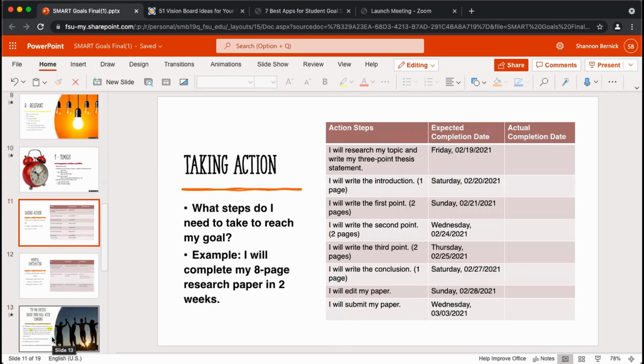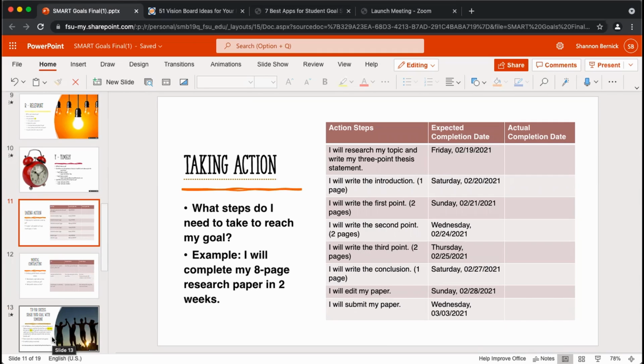Once we've established our goal, and it is specific, it's measurable, it's achievable, it's relevant and realistic, and it's also timely, we're going to next start taking action. And by taking action, we're going to talk about, what steps do I need to take to reach my goal? So, an example of a goal that you might have set is, I will complete my 8-page research paper in 2 weeks.